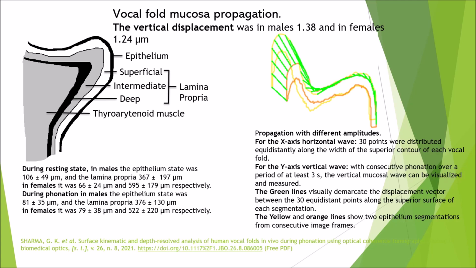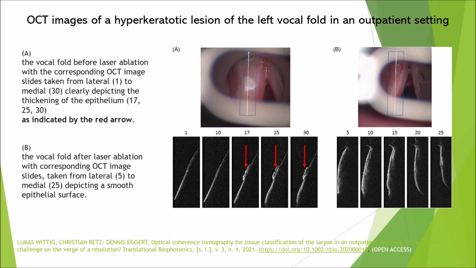For the x-axis horizontal wave, 30 points were distributed equidistantly along the width of the superior contour of each vocal fold. Image A shows the vocal fold before laser ablation of a hyperkeratotic lesion of the left vocal fold in an outpatient setting. Image B shows the vocal fold after laser ablation, depicting a smooth epithelial surface, especially presented in image 25.